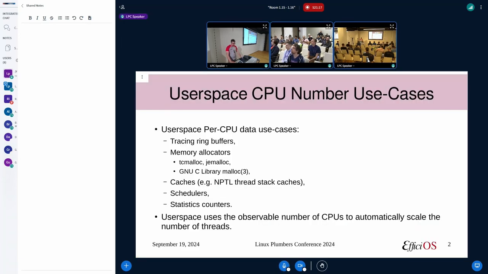There are a couple of use cases which require using a CPU number value to index stuff in user space. Ring buffers for tracing; I maintain the LTTng user space tracer, so that's one use case there. Memory allocators, such as tcmalloc and jemalloc, if they have per-CPU arenas. The GNU library malloc also could use that information to size the number of arenas it allocates from. Some caches, for instance, the NPTL thread stack caches in the GNU libc. Some user space schedulers, statistics counters, and also just to scale automatically the number of threads within the process.